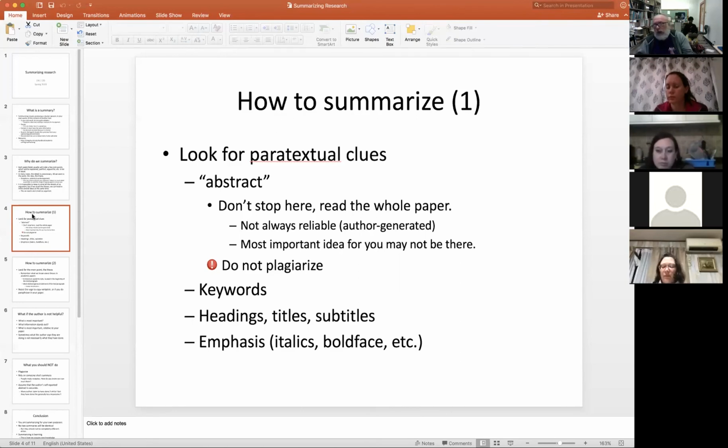Now, here there is a very tempting thing, which is to say, great, I read the abstract, I don't need to read the paper. Now, that is wrong, wrong, wrong. Why is it wrong? Because you're trusting the author.